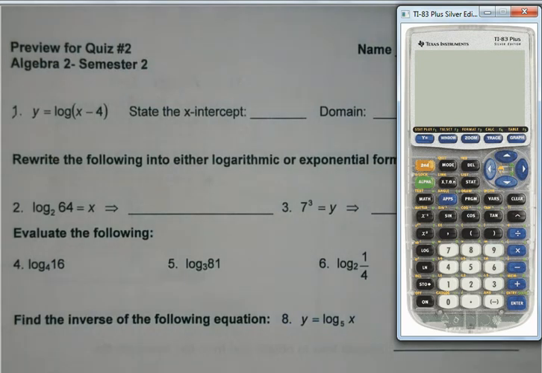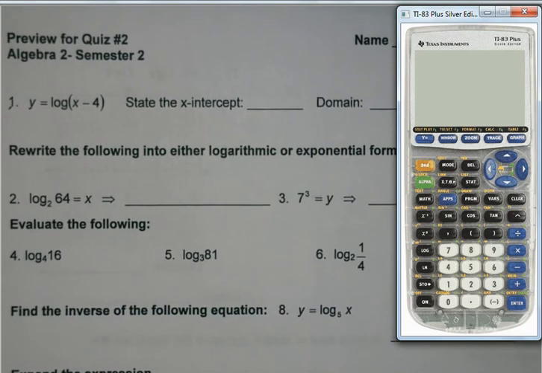Preview. A couple of things to keep in mind, because now we're going to go back to some things with not even just logs, but growth and decay a little bit too. So we're going to have to remember some of this. All right, preview for quiz 2.